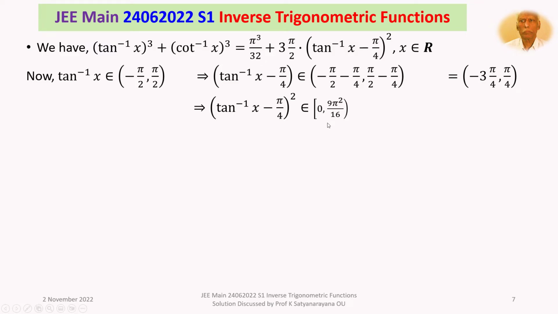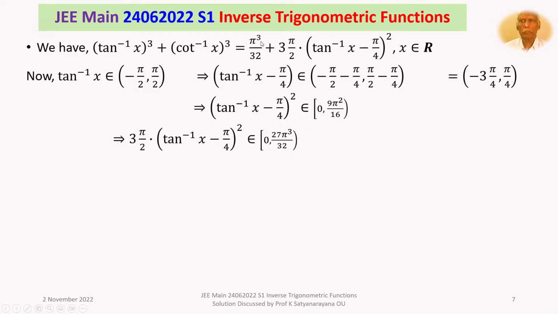So it is a half closed interval. So that belongs to this one. Now, why are we doing this? Because we want to evaluate where this value will belong to. Now multiply by 3 pi by 2. So 3 pi by 2 multiplied by tan inverse x minus pi by 4 whole square will belong to, multiplying 3 pi by 2 inside, 0 into 3 pi by 2 is 0, and 3 pi by 2 into 9 pi square by 16 is 27 pi cube by 32. So it belongs to this interval.